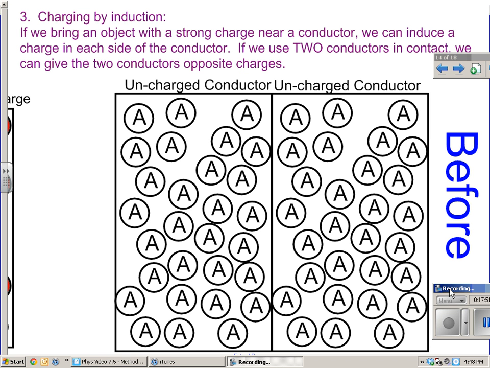All right, so what does all of that mean? Well, check it out. In the middle of the screen here, I've got two uncharged conductors. So they're two metal objects that are touching each other. Notice they're all atoms, right?